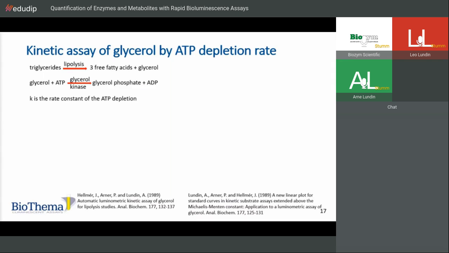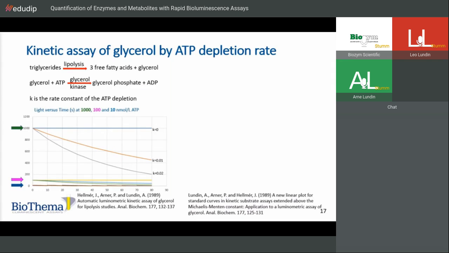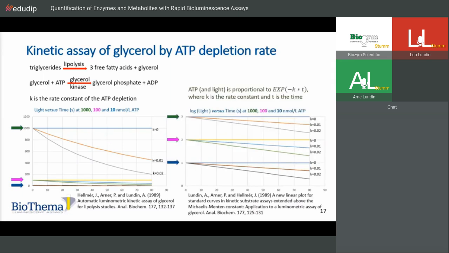K is the rate constant of the ATP depletion, and we have tried this at 3 different ATP concentrations, 1000, 100, and 10 nanomoles per liter. And these may look different, but if you plot them on a logarithmic scale, you see that you will get the same slopes, the same rate constants with all ATP concentrations. So ATP concentration is not important for the assay.